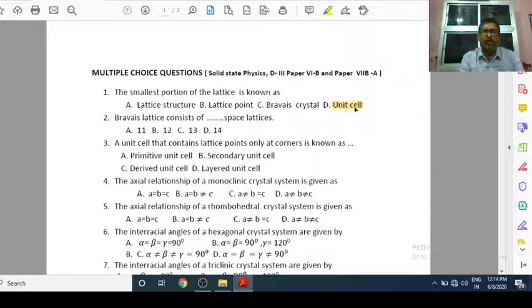When a unit cell is considered, as you saw in the previous video, there are various ways to select a unit cell, and accordingly we choose. If we select all those, we find there are 7 crystal systems and 14 Bravais lattices. So here the answer will be 14.